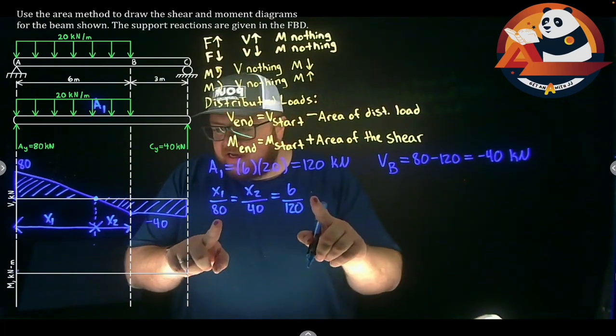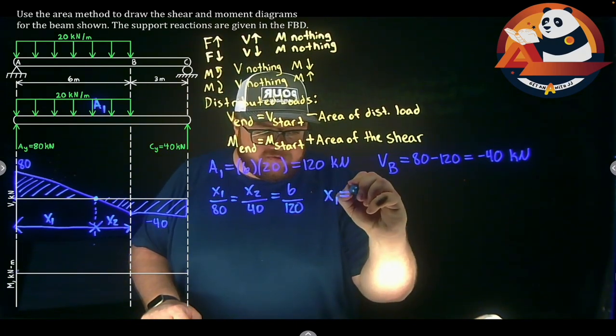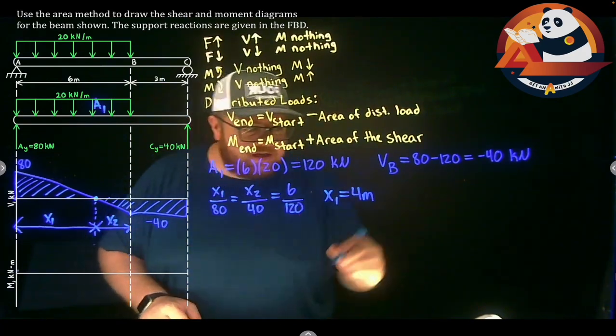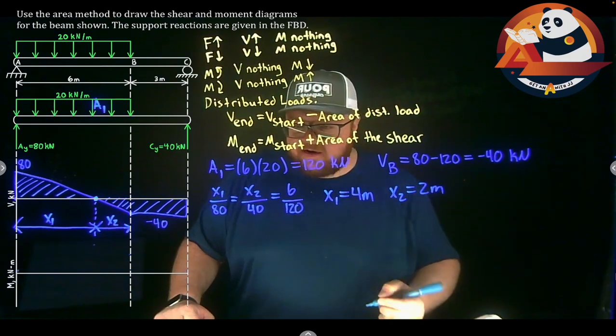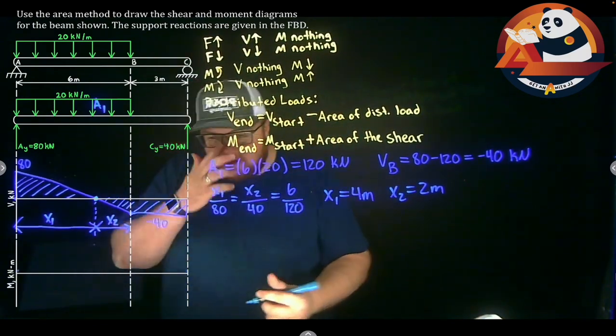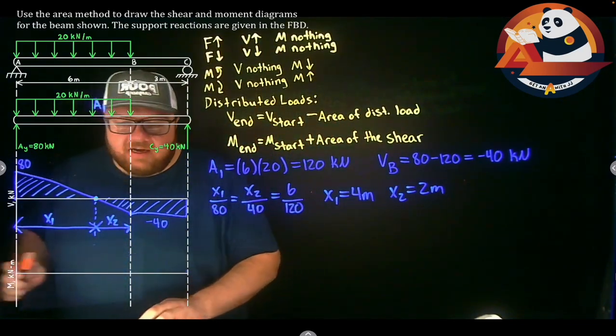x1 over 80 equals 6 over 120. x1 is 4 meters. x2 over 40 equals 6 over 120. x2 is 2 meters. If we check that, 4 plus 2 does get us to the total base of 6. That's my next step in there. With that known, I can come in and start finding additional areas.